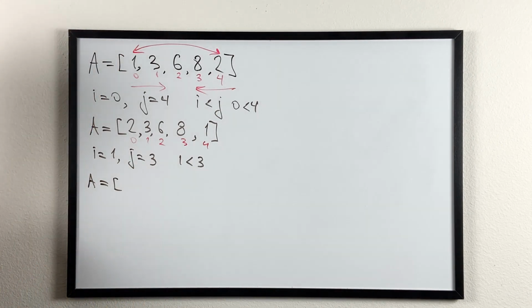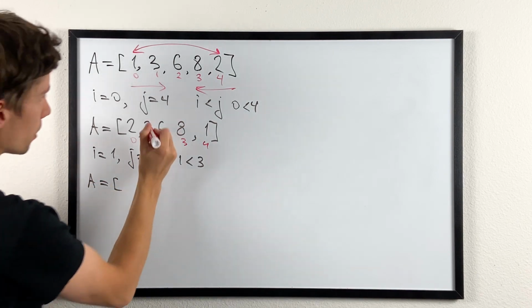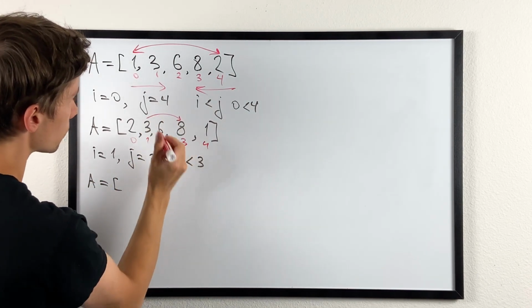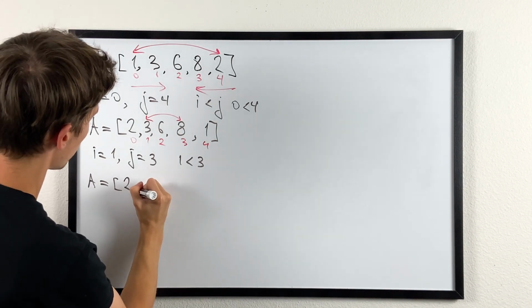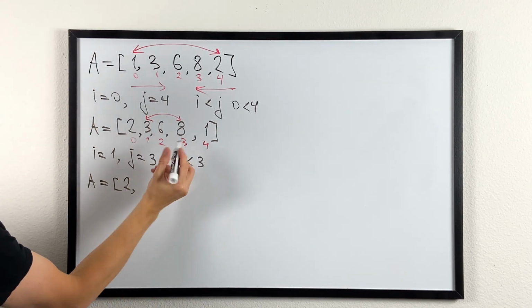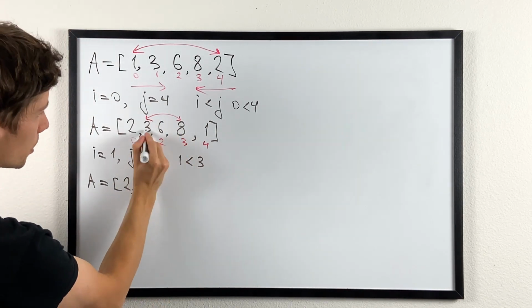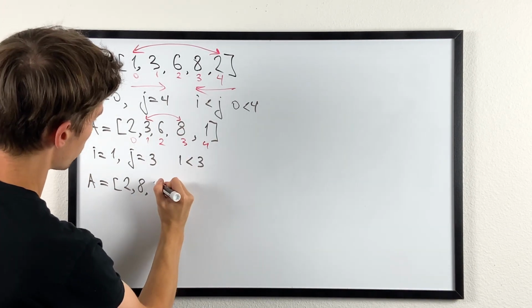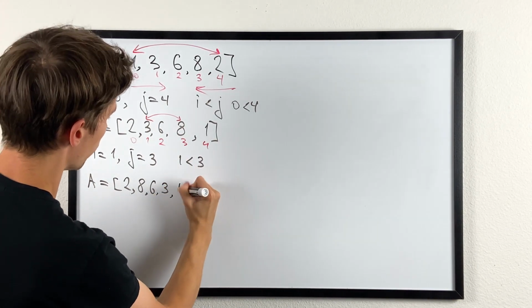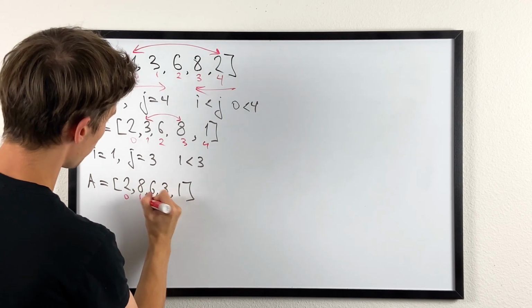Let's redraw our array. And at this step, we will be swapping elements at indices 1 and 3. So these two elements. So let's write 2, that stays the same. And then instead of 3, we will have 8. And instead of 8, we will have 3. And the rest stays the same. So it's 6 and 1. So that's how our list looks after the second iteration. Let's put indices.